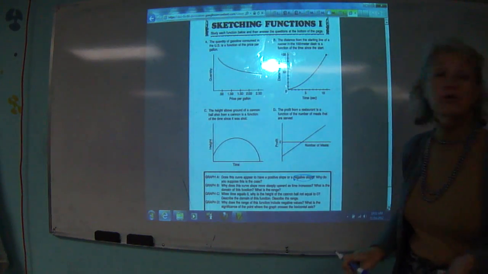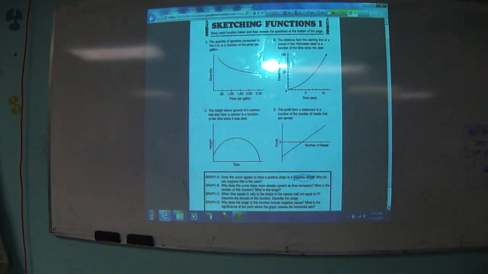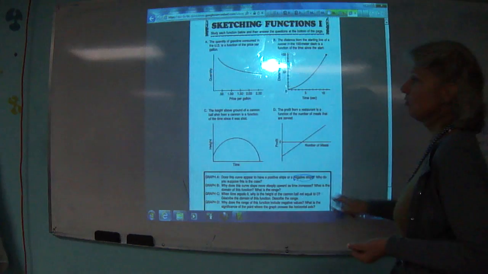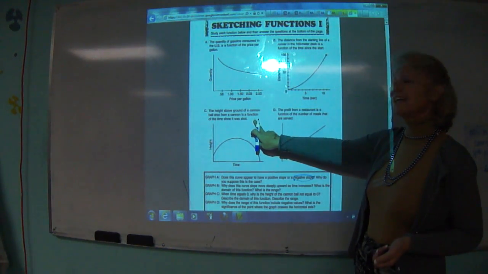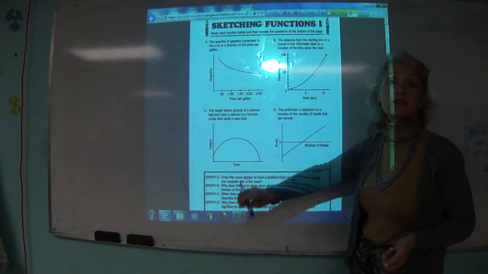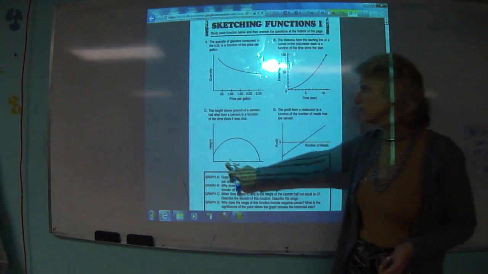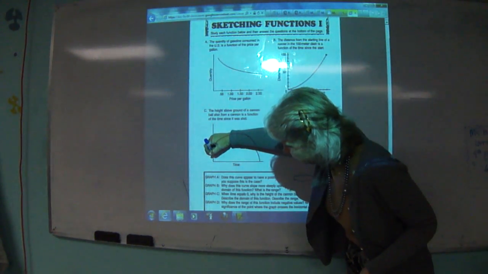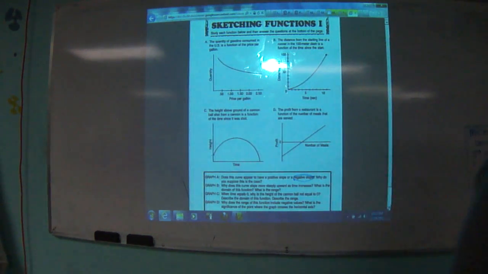You've answered graph B. On graph C, we're talking the height above the ground of a cannonball shot from a cannon is a function of the time since it was shot. So it starts here. Why does it start here and not on the ground? Because it's shooting from a cannon. Does a cannon sit on the ground? No, it sits in a holder, right? They're usually on a big wood holder. And if you put a cannon on the ground, you've got problems.